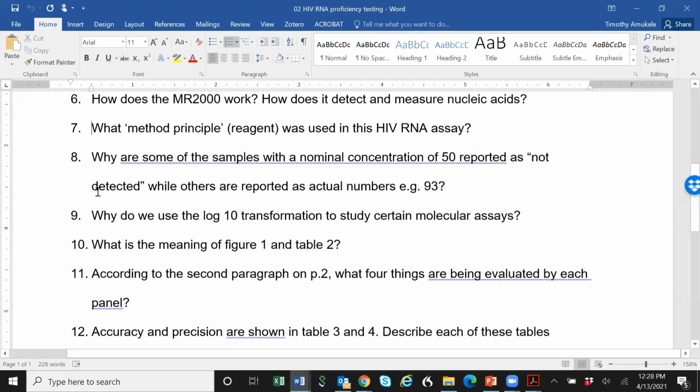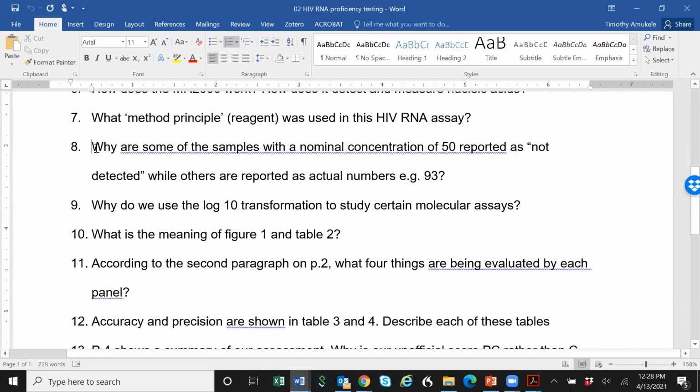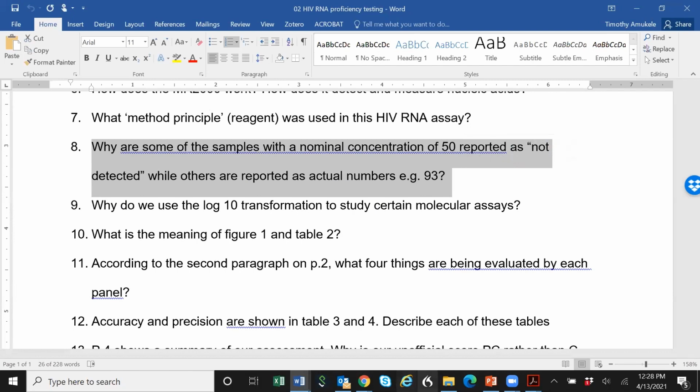Let's skip to number 8. Why are some of the samples with a nominal concentration of 50 reported as not detected, while some are reported as actual numbers, for example, 93? So let's go back.